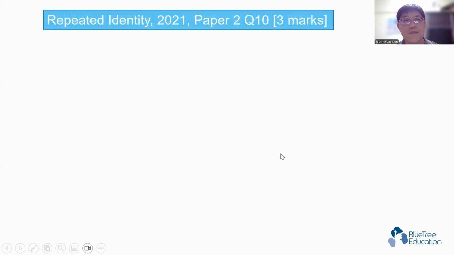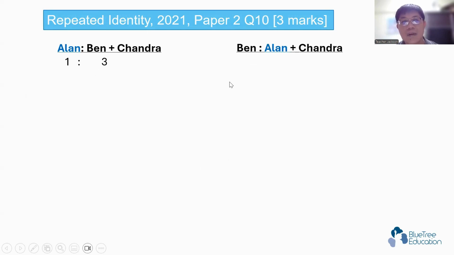How to solve then? Let's check. According to the question, we have Alan is to Ben plus Chandra, that was the previous ratio, which is 1:3. That is the ratio given in the question. So we have Ben is to Alan plus Chandra, which is 1:5. That was the ratio given in the question.